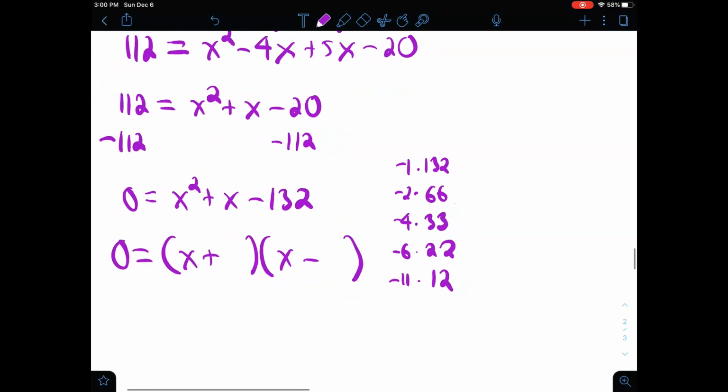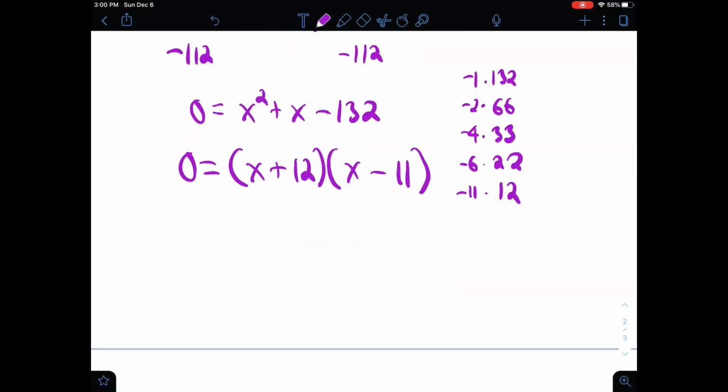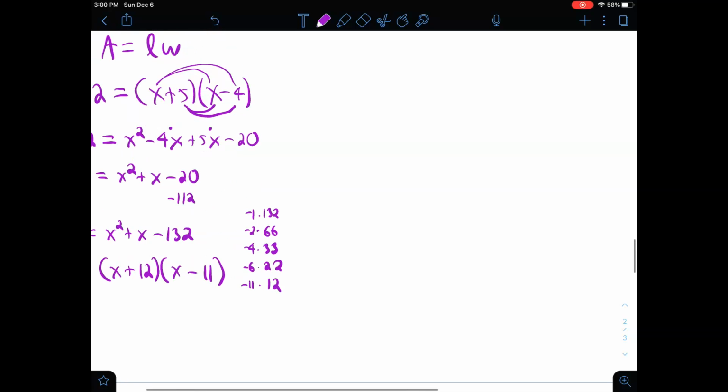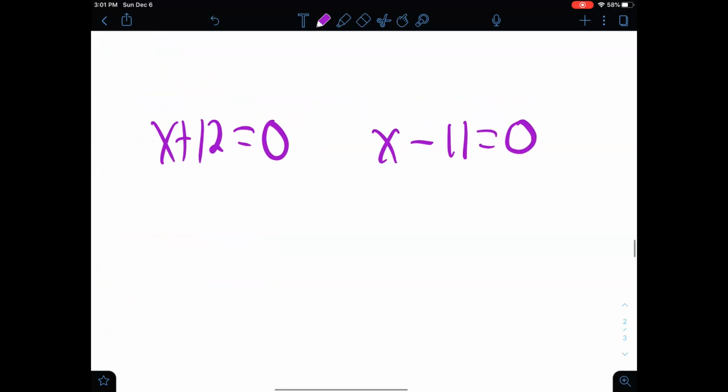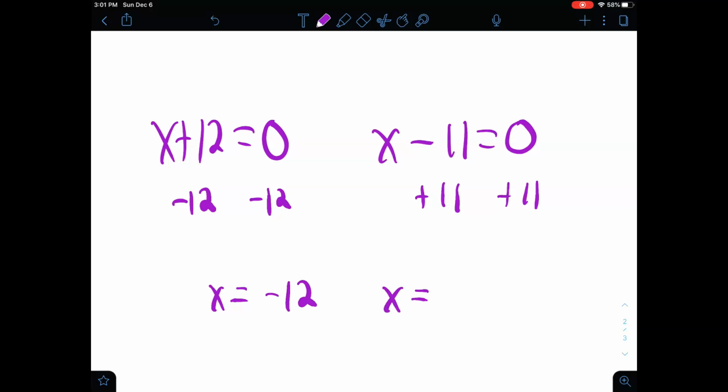The factors that are actually going to work: this is a 1x in the middle, which is a very small number, so these numbers have to be pretty close together. So we're going to pick minus 11 and plus 12. That's going to factor correctly, because positive 12x minus 11x is 1x, which is great. Now we set them equal to 0: x plus 12 equals 0 and x minus 11 equals 0. Solve by subtracting 12 and adding 11. So x equals negative 12, x equals 11.